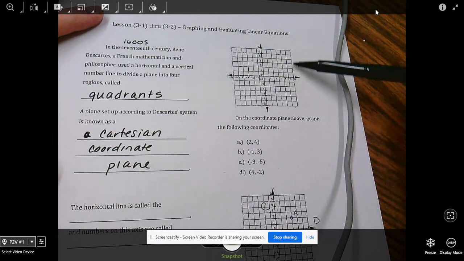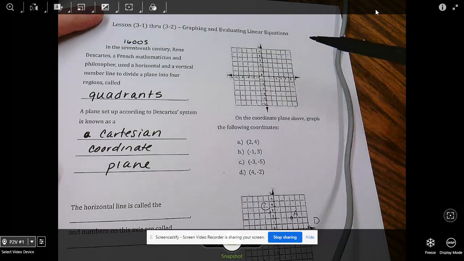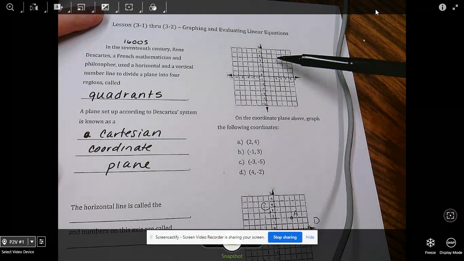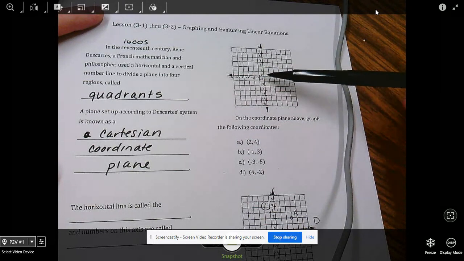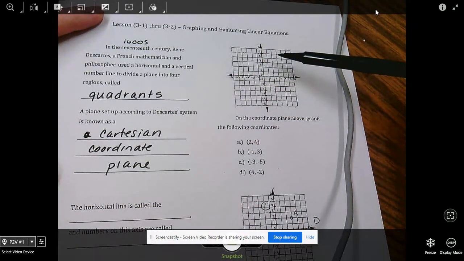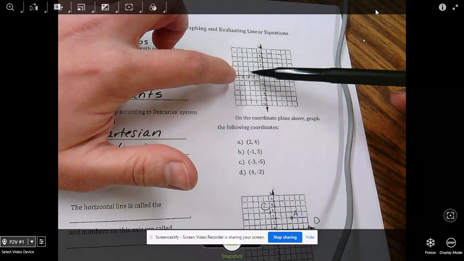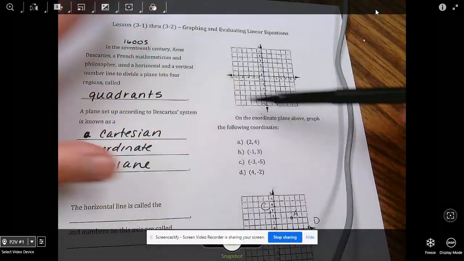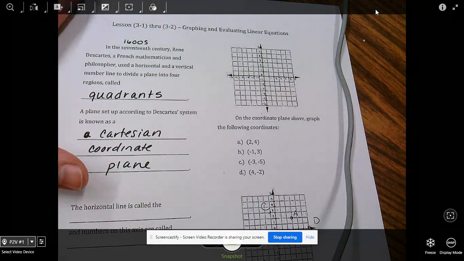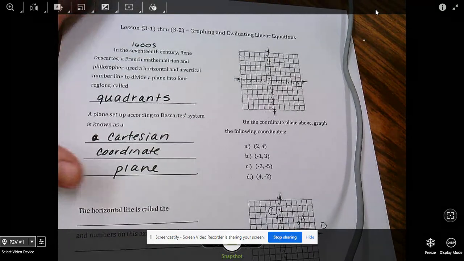And the ceilings were in tiles like this, and he thought, if the fly were to land right here, how could I say where this fly is in location? And so he said I could say it was this many numbers this way and this many numbers this way. So he took a number line, flipped it, and created a coordinate plane. And that supposedly is how he came about it.